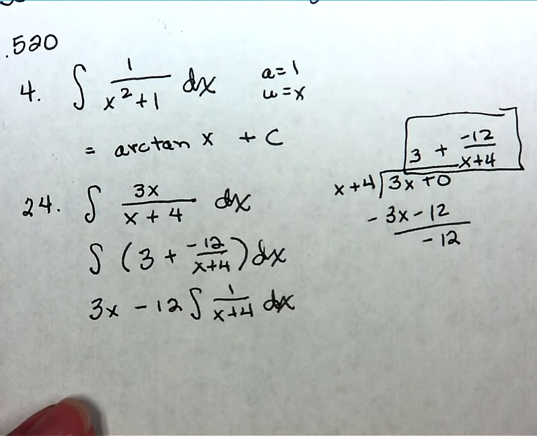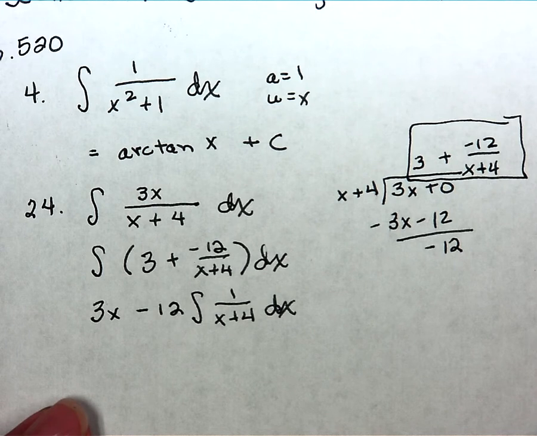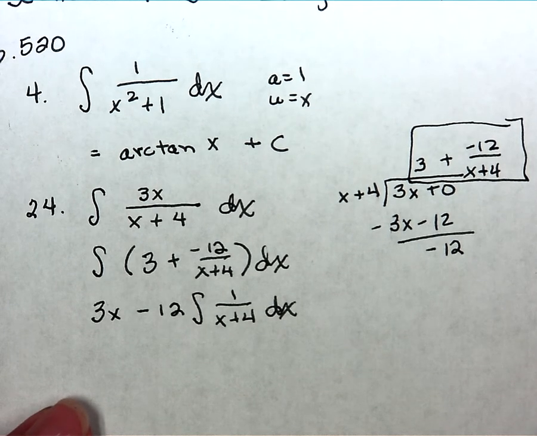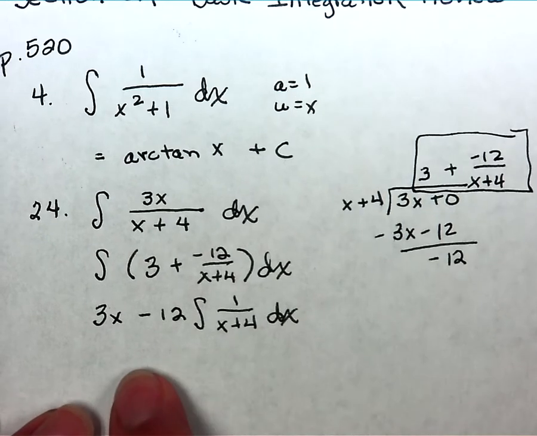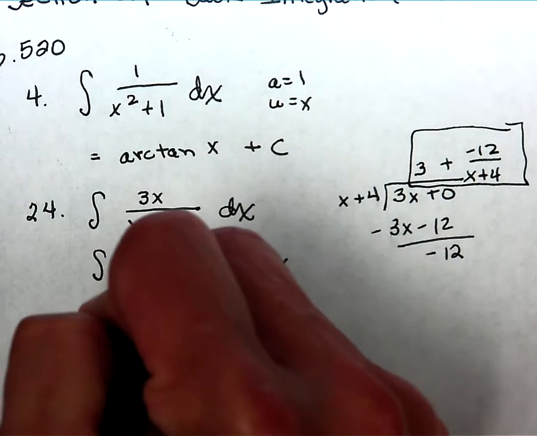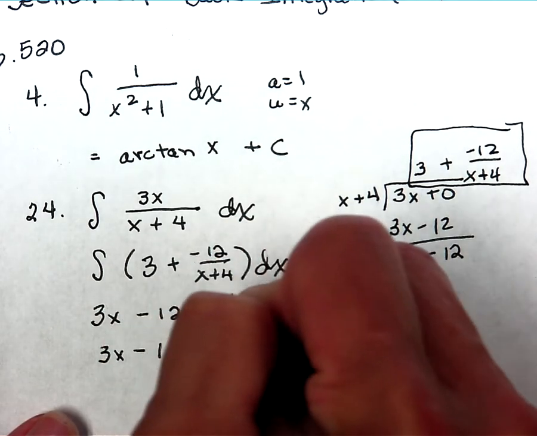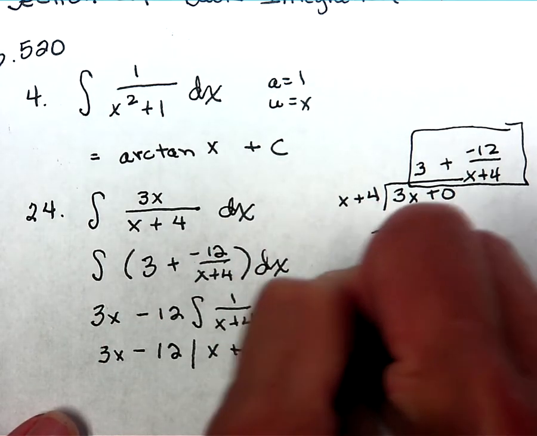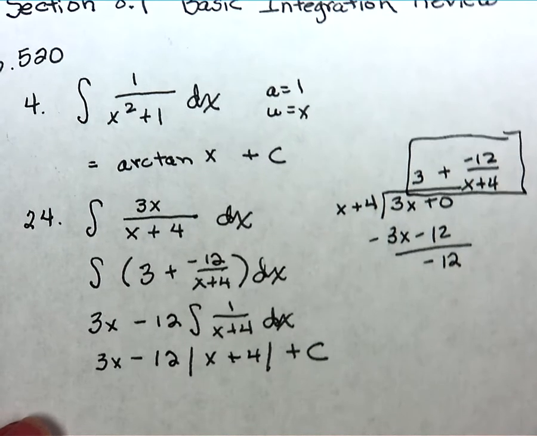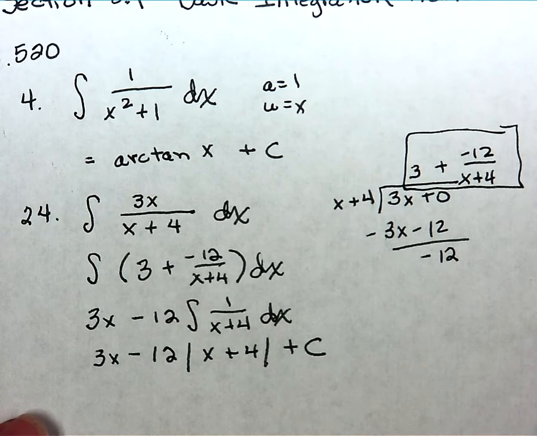What's the antiderivative of 1 over x plus 4? Yeah, that's 1 over u, and the derivative of u would just be dx. So 3x minus 12 times the absolute value of x plus 4 plus a constant.